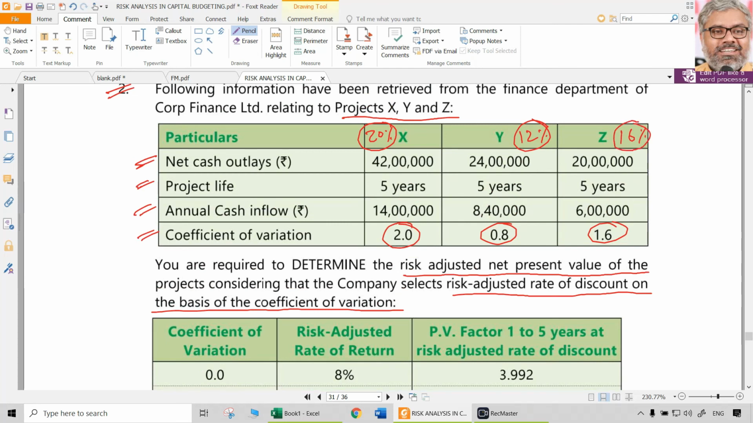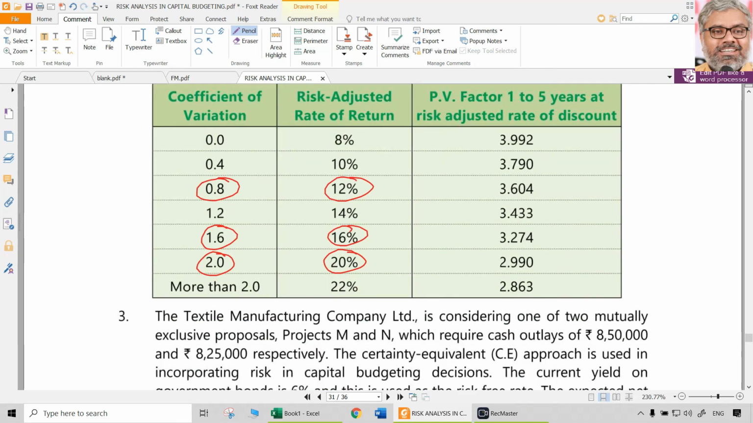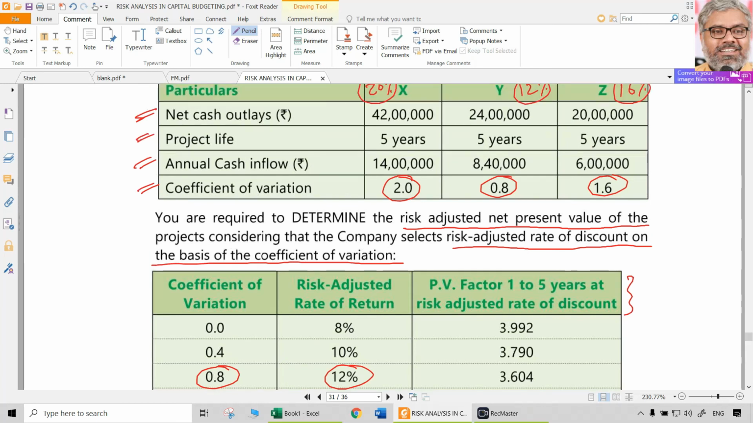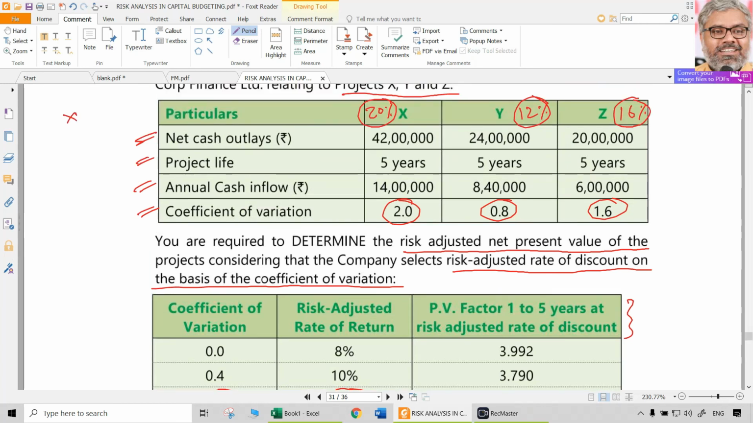That's it. All that we need to do is find out the NPV at these risk adjusted discount rates. We are required to determine the risk adjusted NPV of each of the projects. And already the annuity factors are also given. So simple calculation, directly what we can do is for each of the projects we can find out NPV. No need of tables and all, straight away.